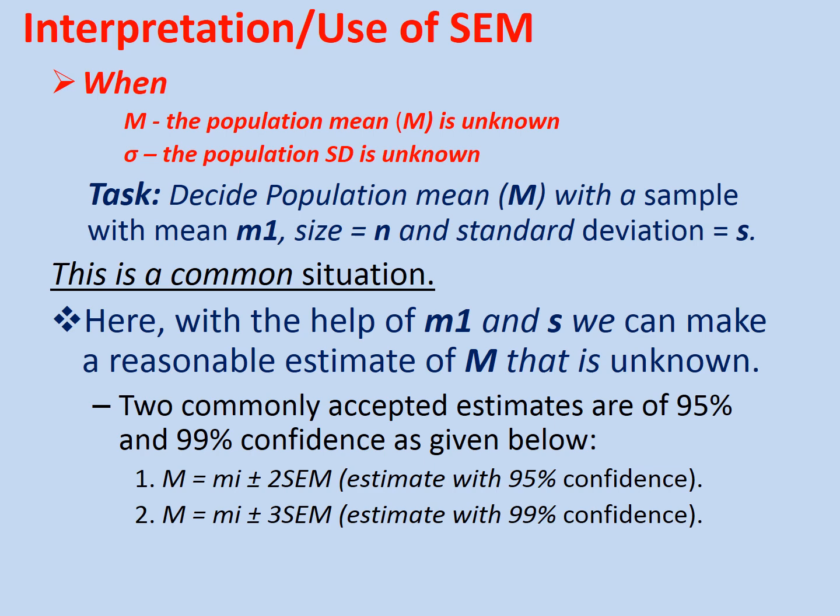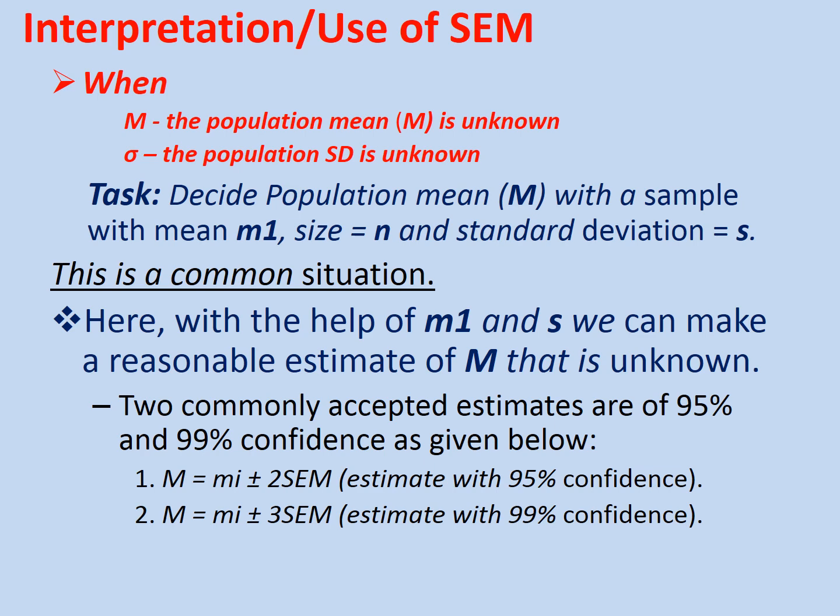Now here our task is to estimate the population mean with a sample mean M1, sample size n, and sample standard deviation s. In terms of our example of the Loni town, we do not know the mean hemoglobin of the 5000 women, nor the standard deviation of that hemoglobin level, but we know the average hemoglobin level of our sample of 200 women, our sample size is 200, and we also know the standard deviation of the sample of 200 women.